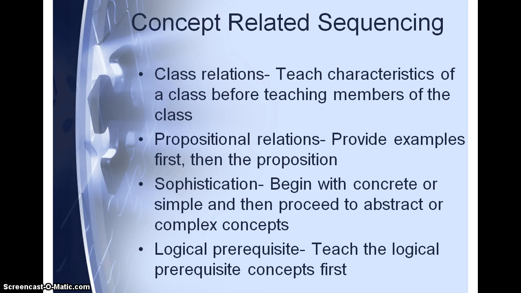Next, there's sophistication sequencing. In this case, the teacher would order their objectives to begin with those that are concrete or simple, and then proceed to abstract or complex concepts. This is similar to difficulty sequencing, but designed more for abstract concepts or theories. For instance, a law professor might discuss punishments for social deviance before asking her students to grapple with the concept of justice. Lastly, there is sequencing using the logical prerequisite.